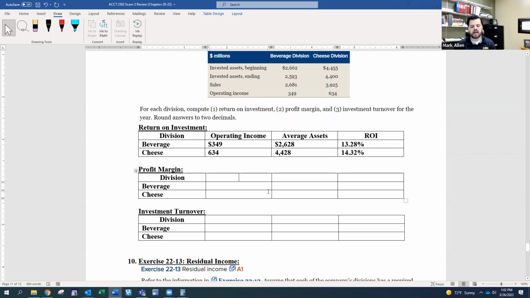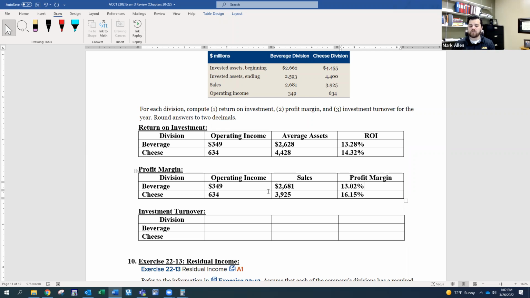Profit margin is our next item. We're going to look at operating income divided by sales, which will give us profit margin. Now, operating income, 349, 634 again. Sales, 2,681, 3,925. And if you want to keep your dollar signs in at least the first row, you can. This gives us a profit margin of 13.02% and 16.15%.